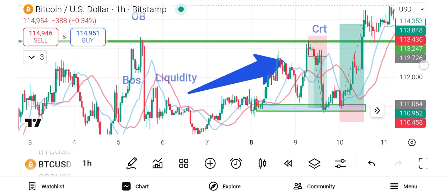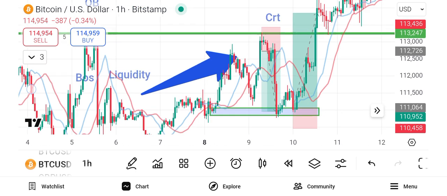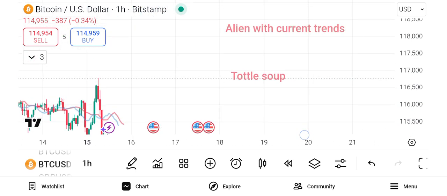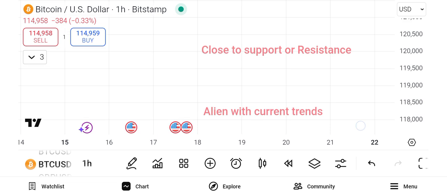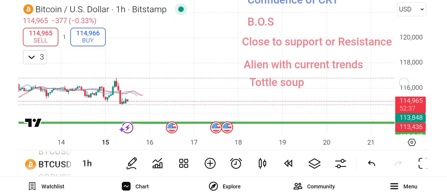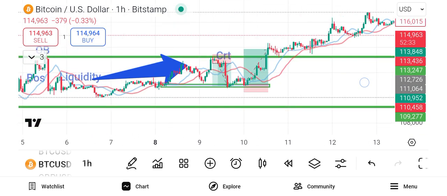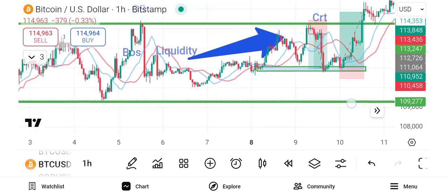And there are other things. This is a break of structure. Number two, I said there must be, number one, BOS and close to support or resistance, which I just showed you now. So align with the current trend. Let me show you break of structure. I think I have a break of structure. So this is a break of structure.